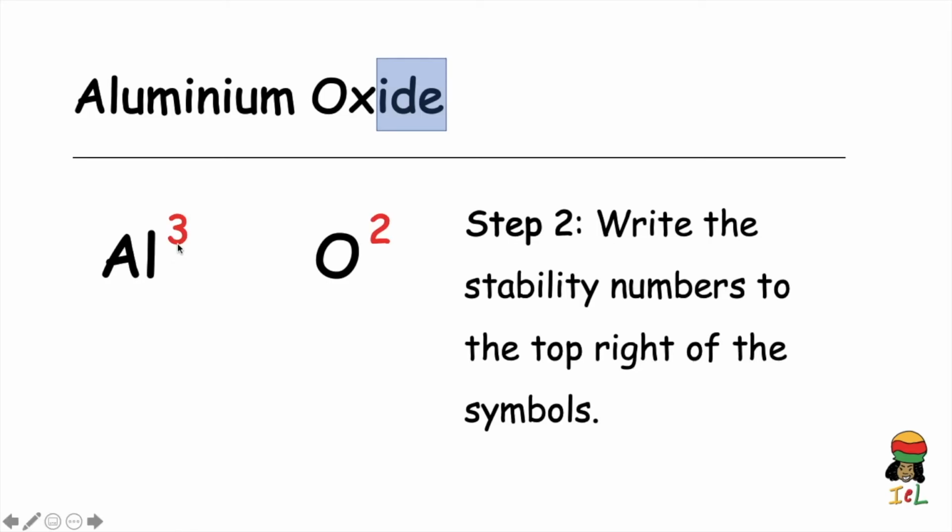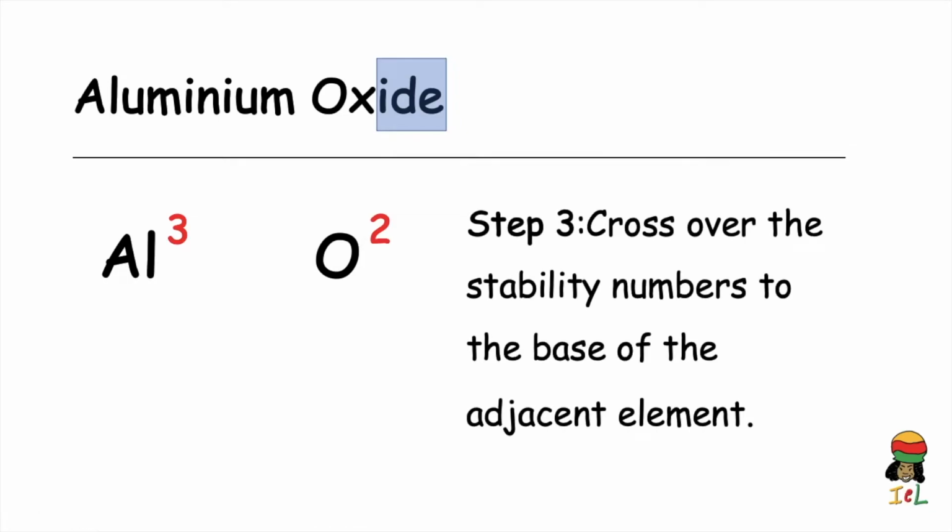The stability number of aluminium is 3 and that of oxygen is 2. Step 3, cross over the stability numbers to the base of the adjacent elements. So 3 goes to the base of oxygen and 2 goes to the base of aluminium. Neither of the base numbers is 1, so the chemical formula for aluminium oxide is Al2O3. The atoms have bonded in the ratio of 2 aluminium atoms to 3 oxygen atoms.